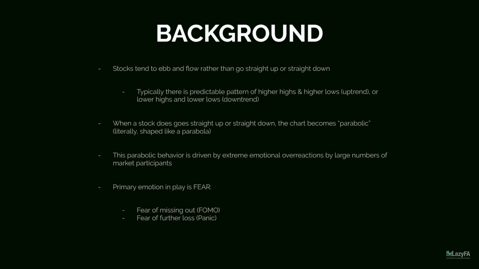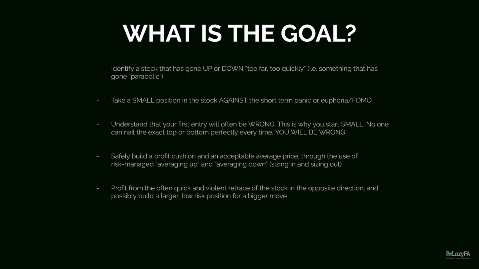So what we're looking for when we're trying to identify short-term tops and bottoms is the reversal of this emotional overreaction, because usually when things go up really quickly, they come back down really quickly, and vice versa. When they drop really quickly, they bounce back up really quickly, which is good for making short-term fast profits. So what's the goal? We want to identify stocks that have gone up or down too far too quickly. So we're looking for things that have gone parabolic.